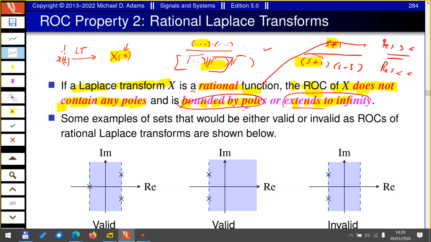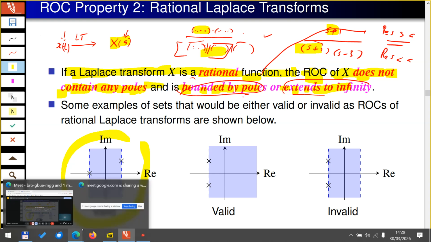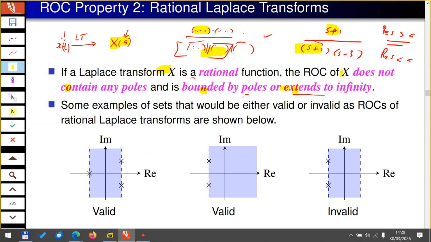So we will now identify valid ROCs. Can you now tell me why this is valid, by applying this shape? Why is this a valid ROC? These are the poles excluded from the region. So I will now highlight everything which is true here, okay? I'm now using a different color. So it does not contain poles.